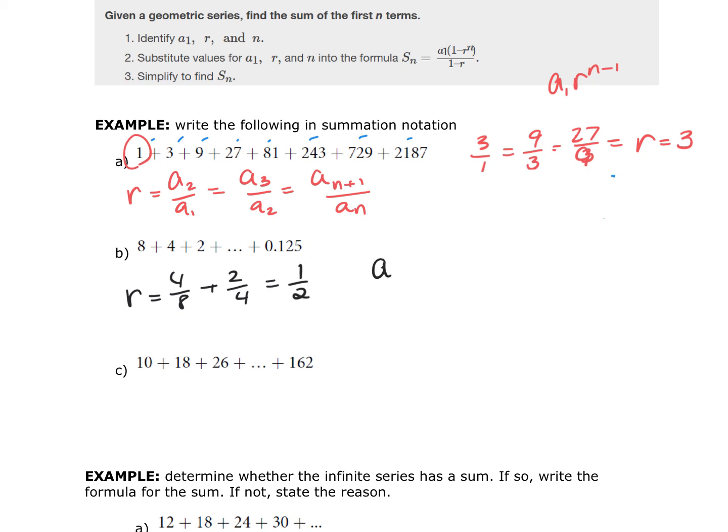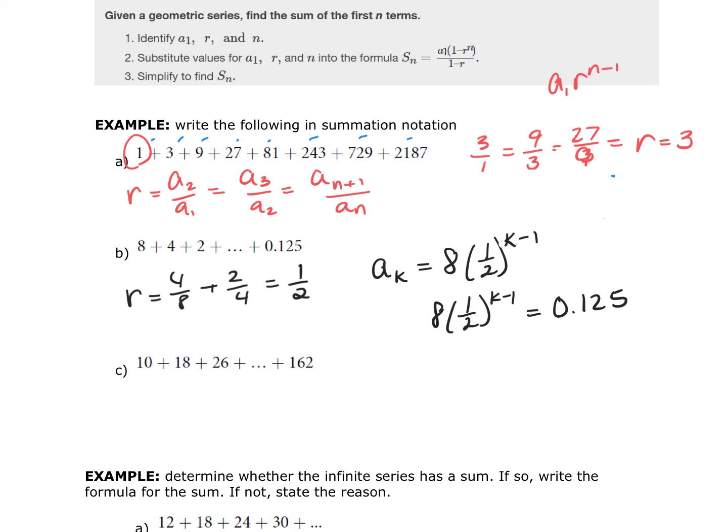So my closed formula, my a sub k, is going to be my first term, which is 8, times my ratio, which is 1/2, raised to the k minus 1. I'll use a dummy variable of k, because I want to be consistent. However, what I need to do is find out how many terms I have. So what I'm going to do is set 8 times 1/2 raised to the k minus 1 equal to 0.125, because that's the last term, and I need to know when I'm supposed to stop.